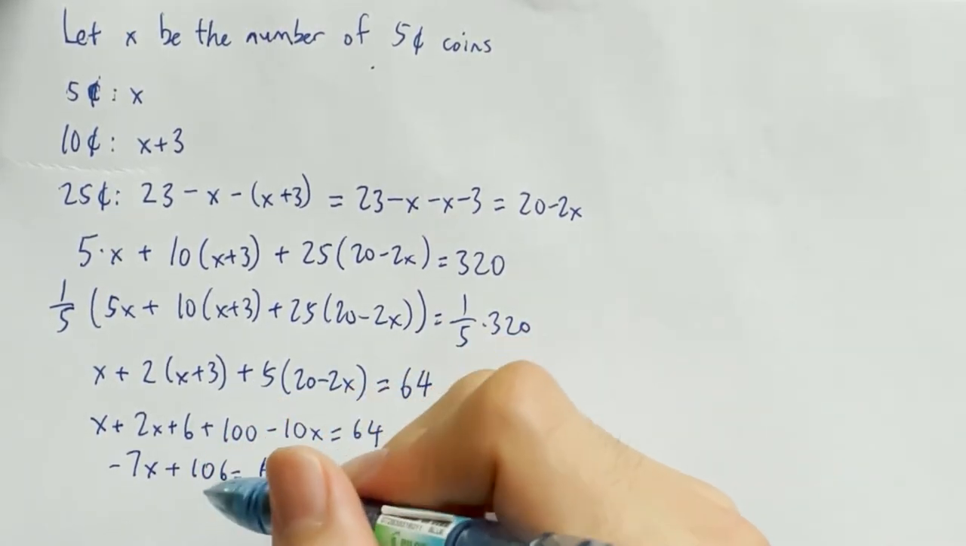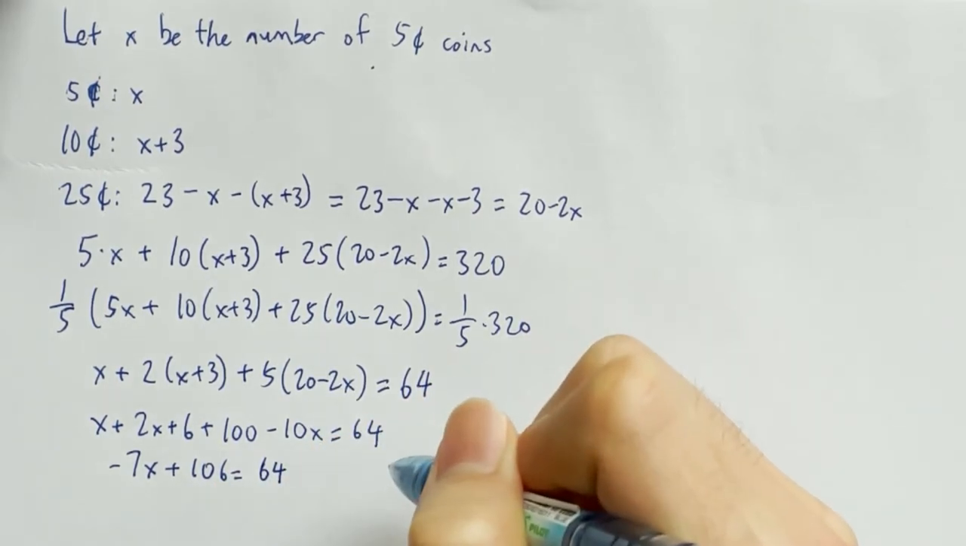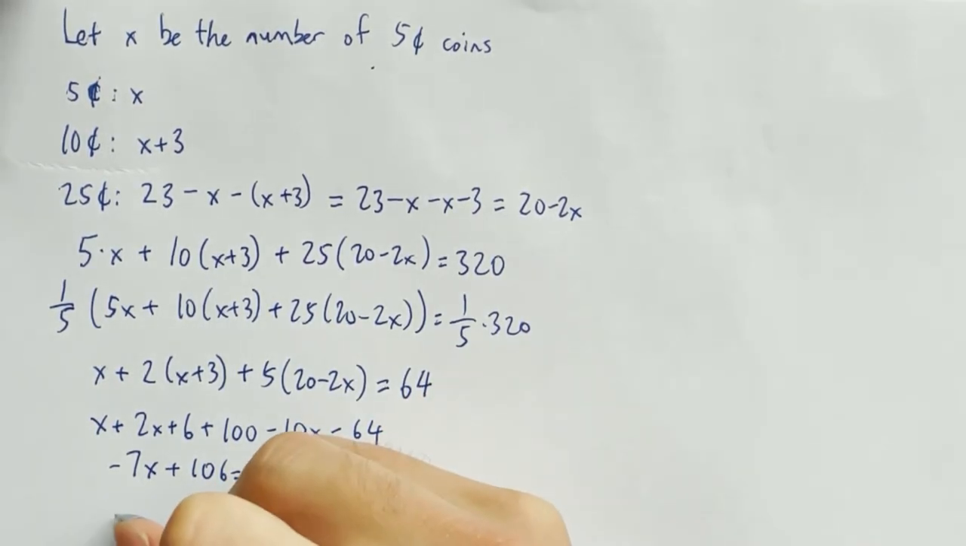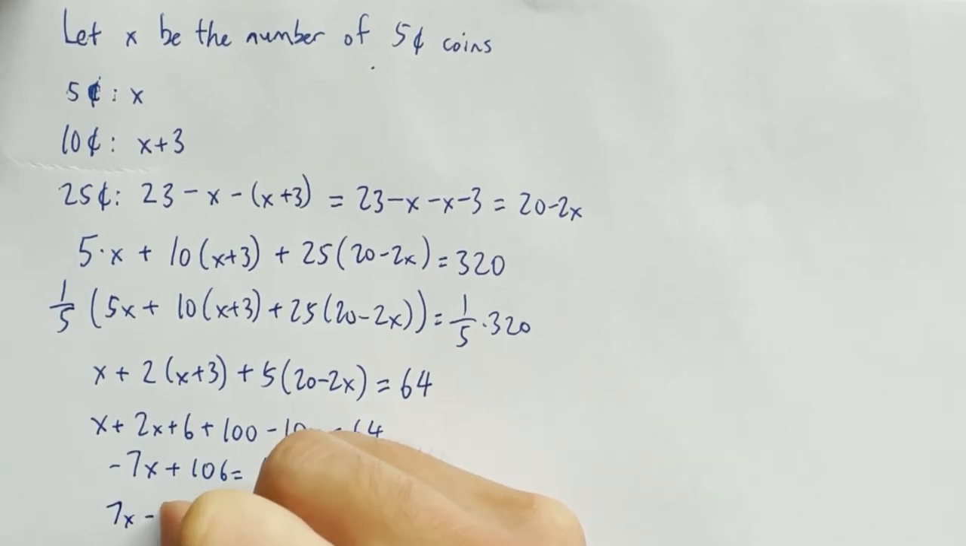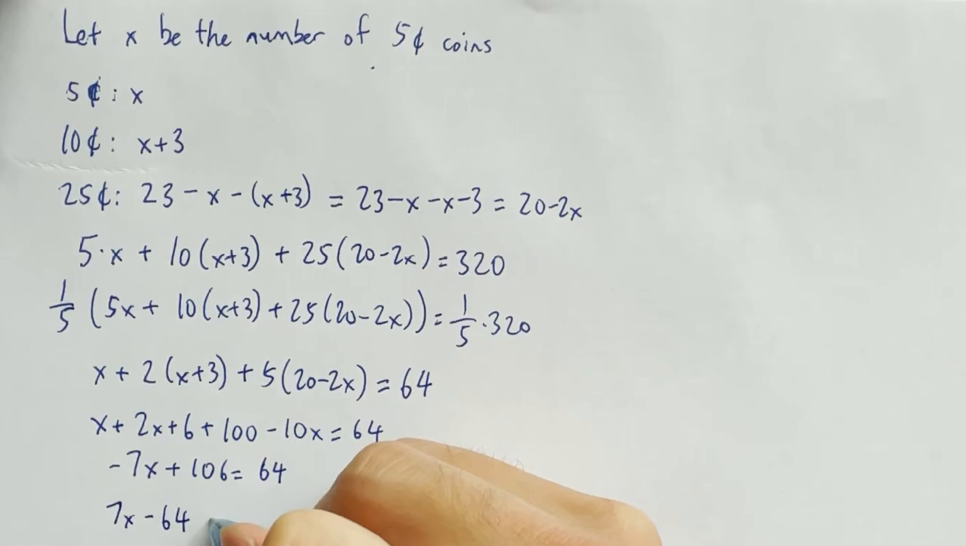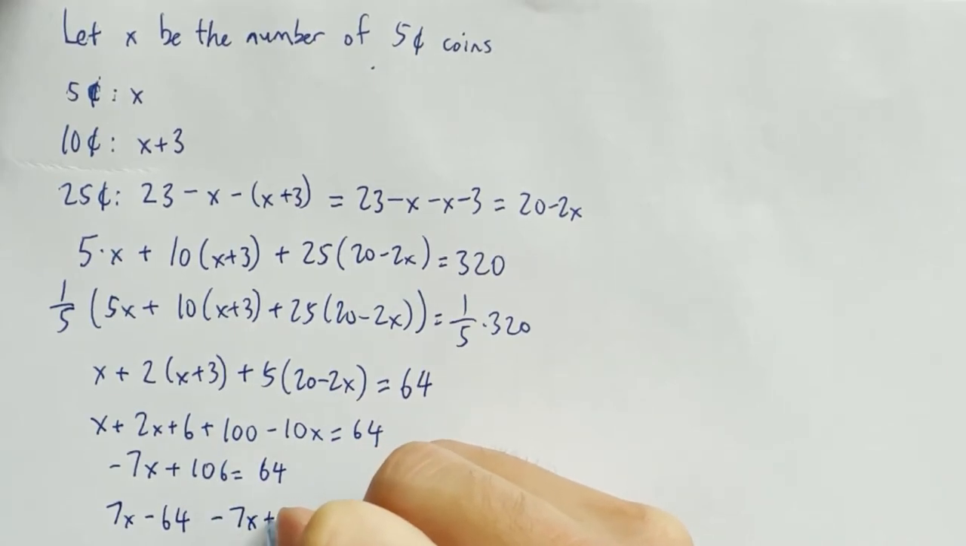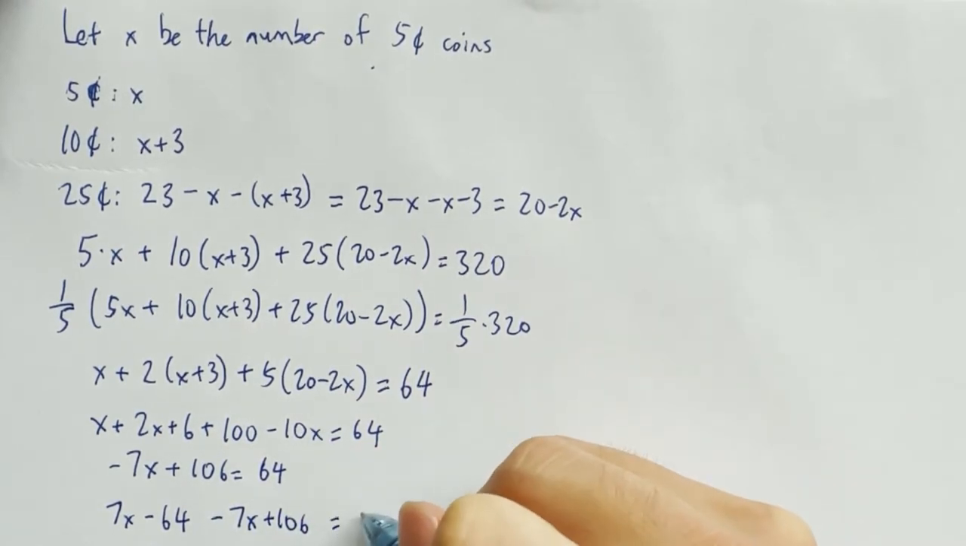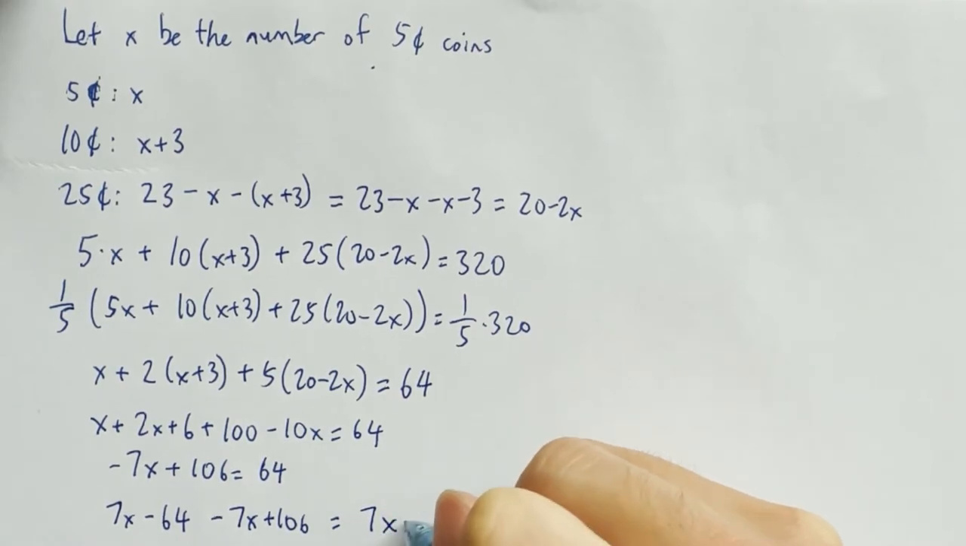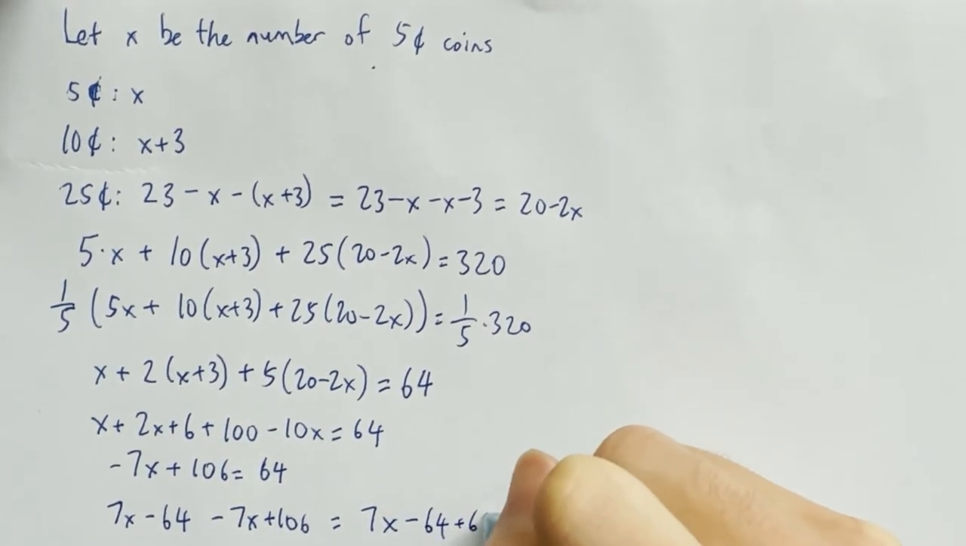Now, we can add 7x to both sides and subtract 64 from both sides. And we'll do this in one step, like this. So we have 7x minus 64 from both sides, and then minus the 7x plus 106, which will equal 7x minus 64 plus 64.